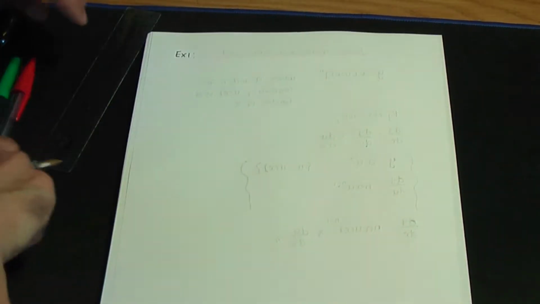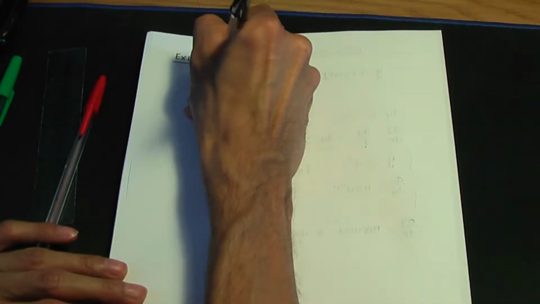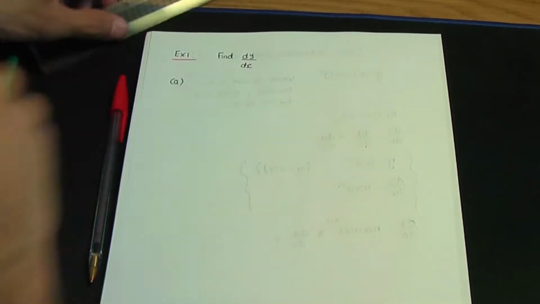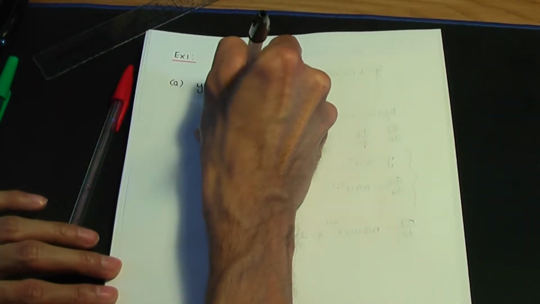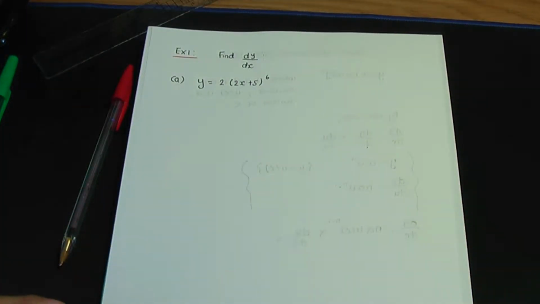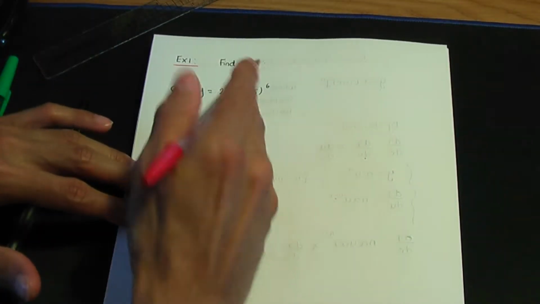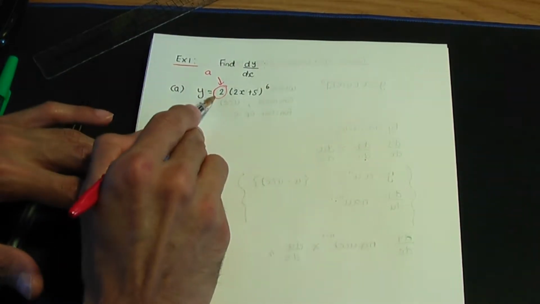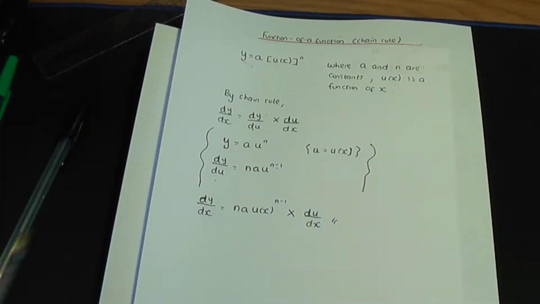So let me continue on the reverse. Example number 1, let me underline this. In this case, let's find dy over dx, and let's try a number of examples. Firstly, part A, let's differentiate y is equal to 2 into (2x plus 5) to the power 6. Let's think about this one. The term in front is 2, so this 2 over here is our a. So a is 2, a is a constant. So that means we can apply this chain rule related result that we've derived.